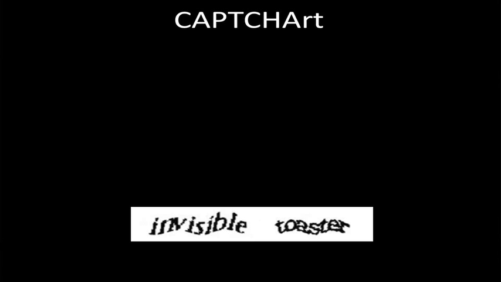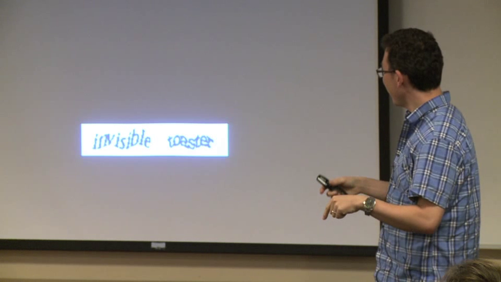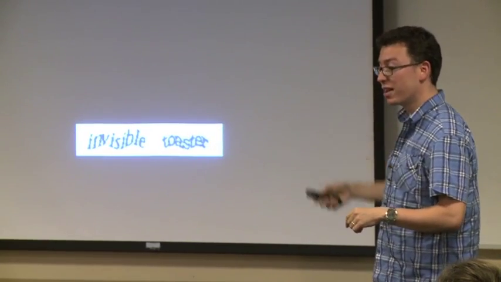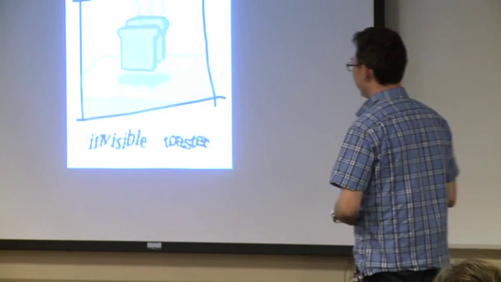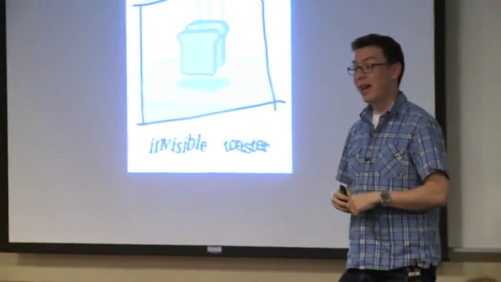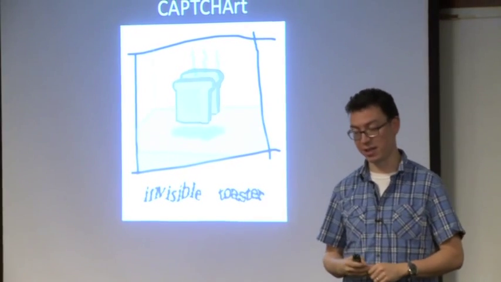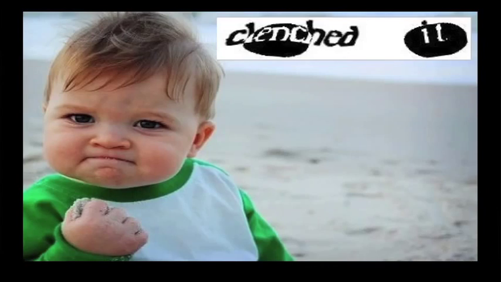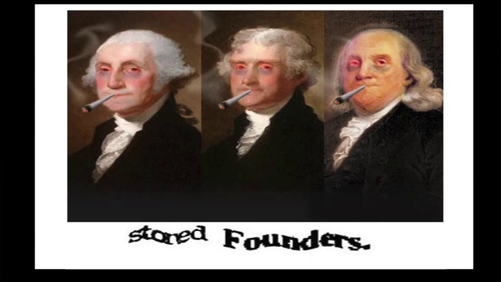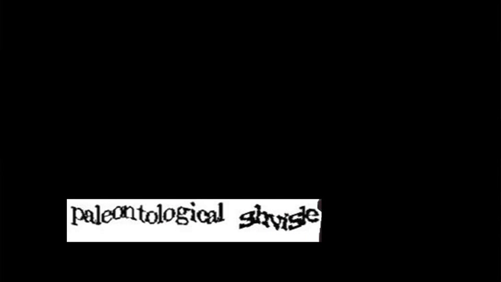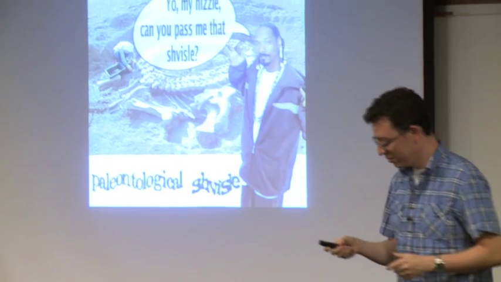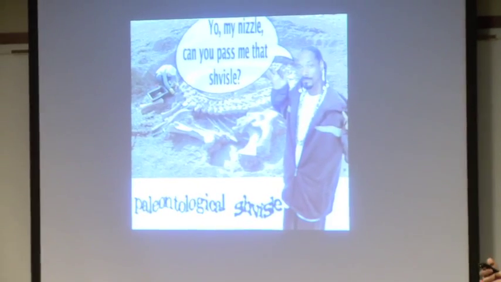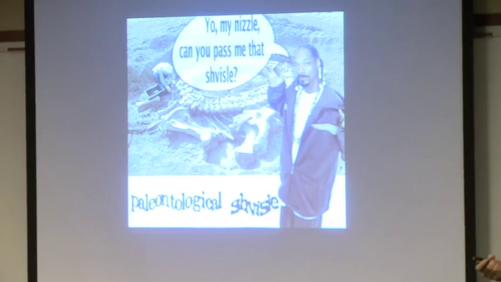OK, what you're supposed to do is take a screenshot of this. Then, you're supposed to type the CAPTCHA because you help us digitize books. But then afterwards, you're supposed to draw something that is related to this. So like this. This is an example of CAPTCHA art. There are literally hundreds of thousands of these. And some of them, like this one, are cute. Some of them are funnier, like this one. And some other ones, like paleontological schvizzle, they contain Snoop Dogg. Okay. So that's CAPTCHA art.